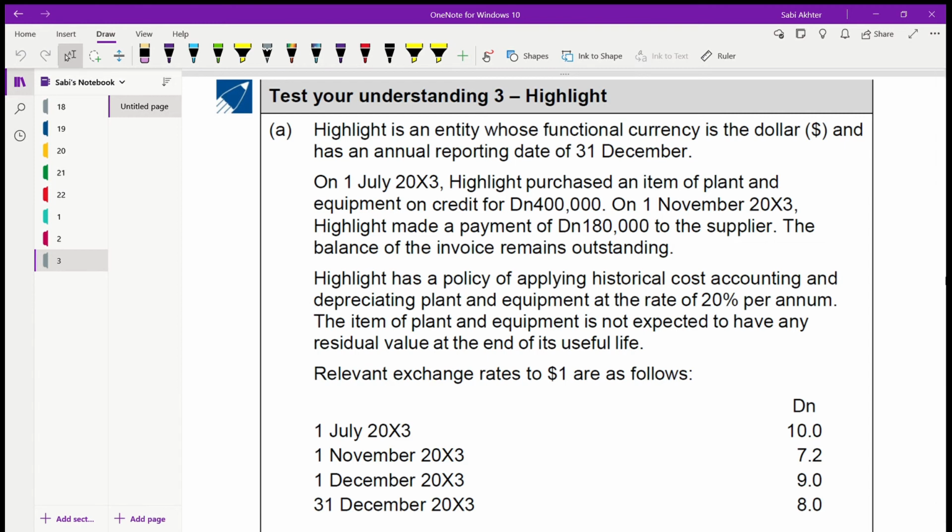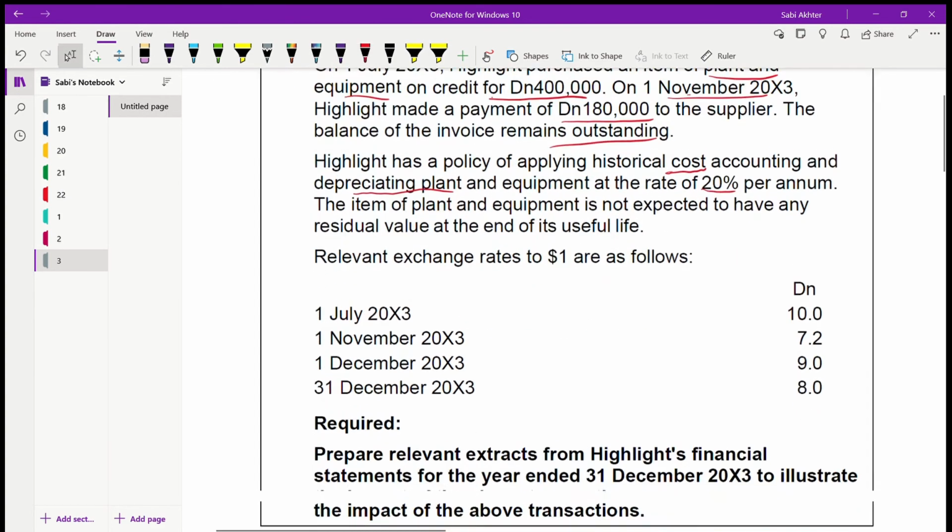So they have purchased plant and equipment on credit for this much on this date. He has made a payment of 180,000 out of 400,000. The balance remains outstanding, and he has a policy of cost accounting, depreciating plant and equipment at a rate of 20%. Plant and equipment is not expected to have any residual value at the end of its useful life. Okay, so you have been given 4 rates.